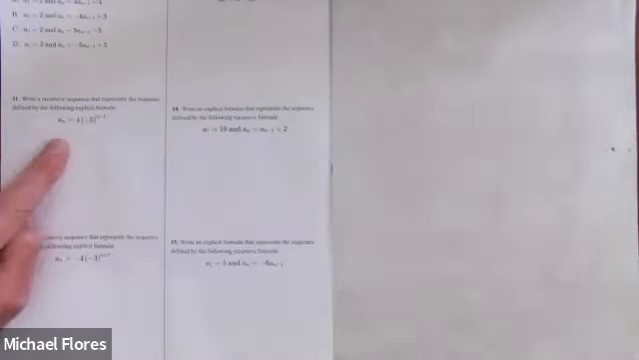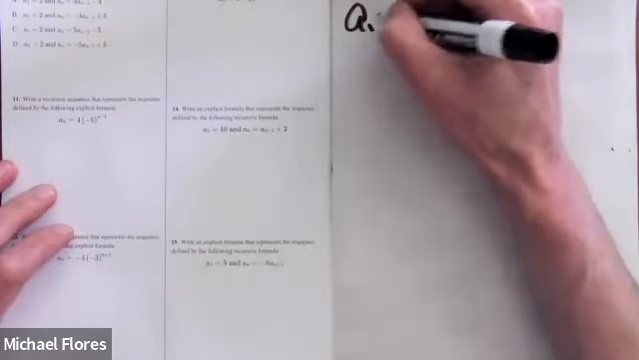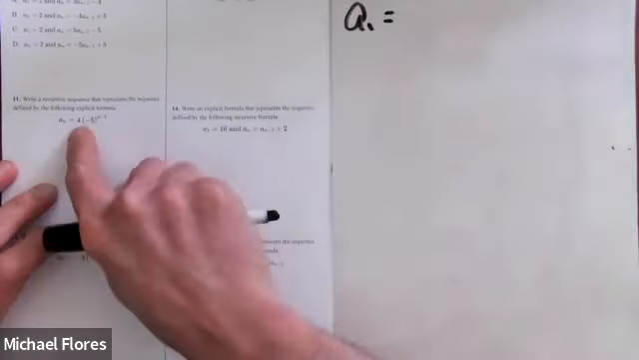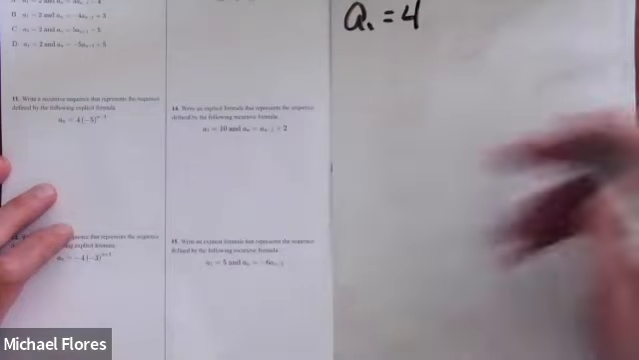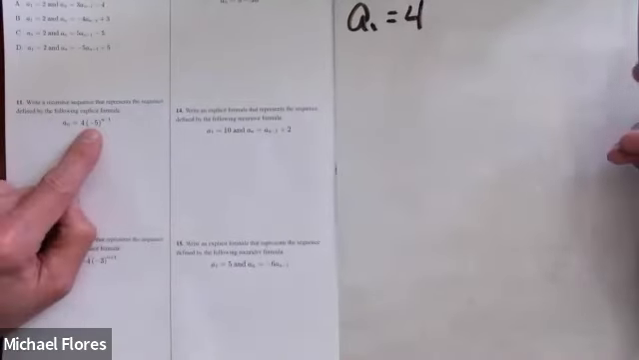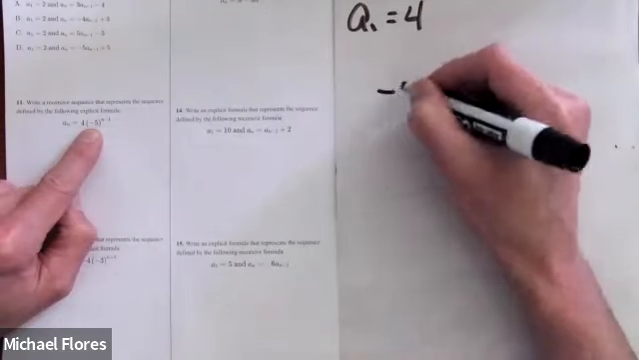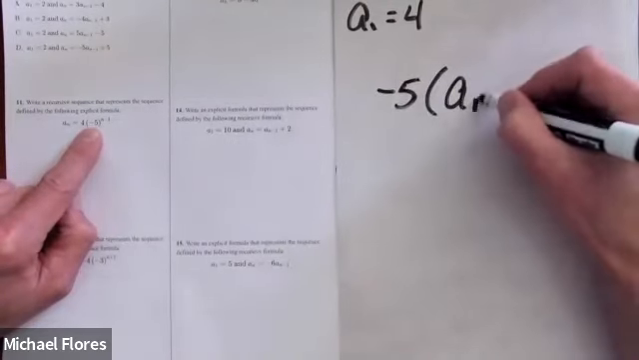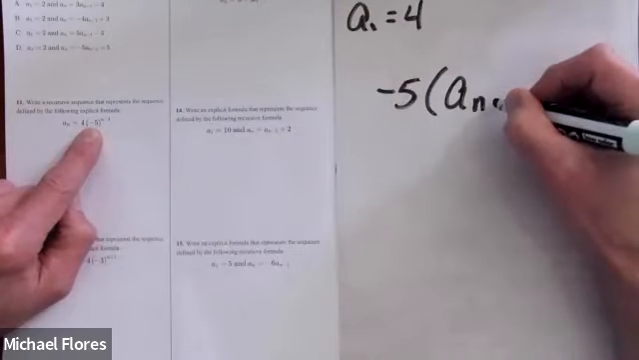Okay, now we're on example 11. And these are pretty easy too. Write a recursive sequence that represents the sequence defined by the following explicit formula. Start with, well, what is the first term in this sequence? It's going to be that 4 right there. Now we can build what our formula would look like. Looking in the parentheses there, let's keep that. And we're going to multiply that by a to the subscript n-1.